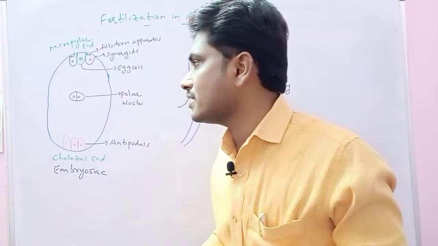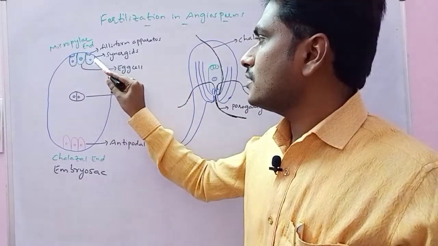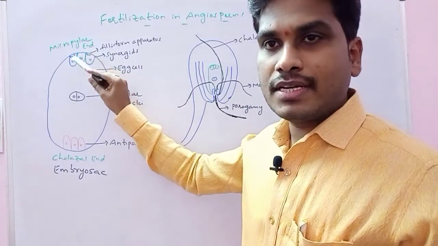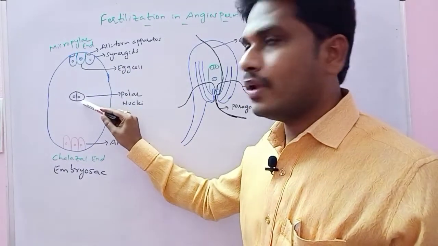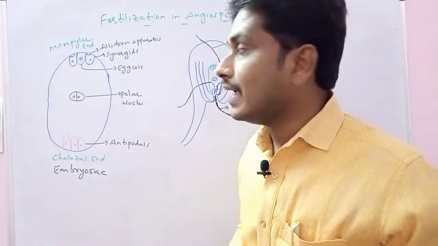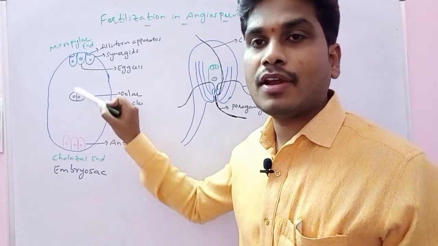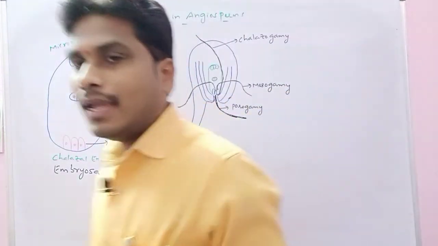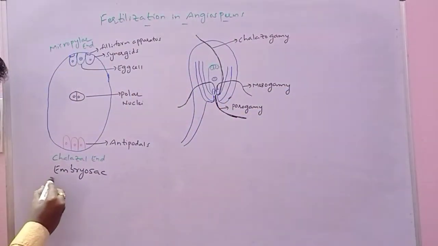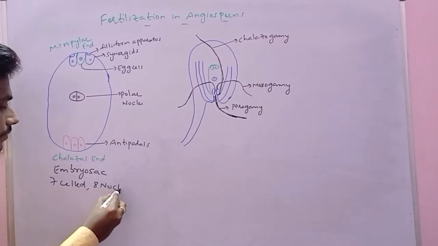Now we will see where the 7 cells are. We will see here: 1, 2, 3, 2 synergids and 1 egg cell; and 4, 3 antipodals. Totally 7 cells. 7 cells, 8 nuclei: what does it mean? In the polar nuclei, we have 2 nuclei. That's why we call it 7-celled, 8-nucleated. Very important point: the embryo sac is always 7-celled and 8-nucleated.